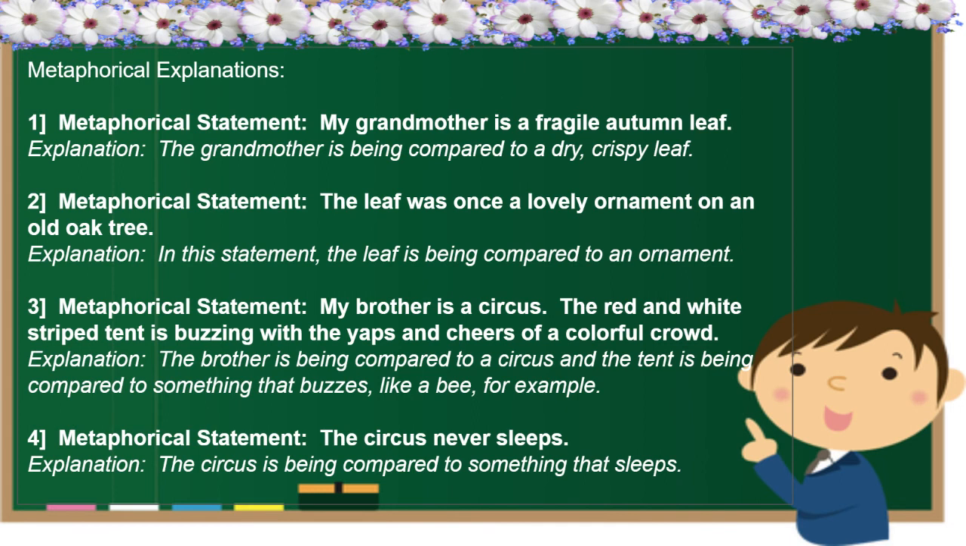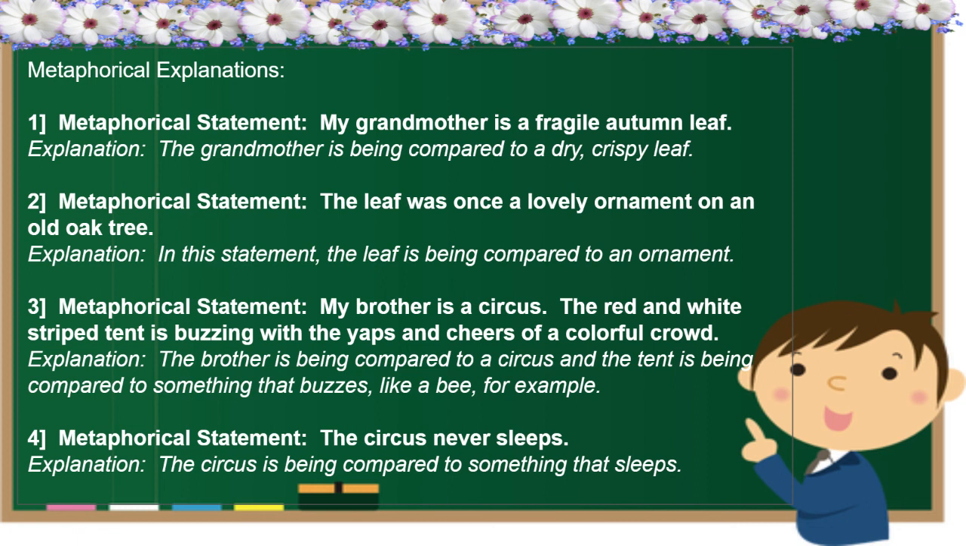Let's look at some metaphorical explanations now. So, the metaphorical statement is my grandmother is a fragile autumn leaf. And the explanation is the grandmother is being compared to a dry, crispy leaf. Metaphorical statement: the leaf was once a lovely ornament on an old oak tree. And the explanation is in this statement the leaf is being compared to an ornament.